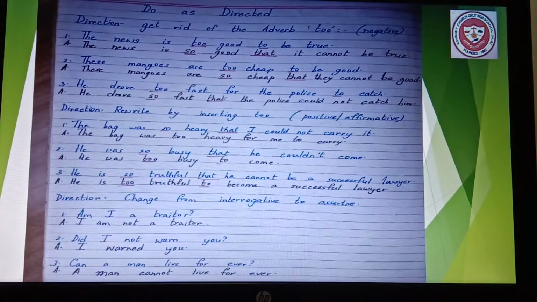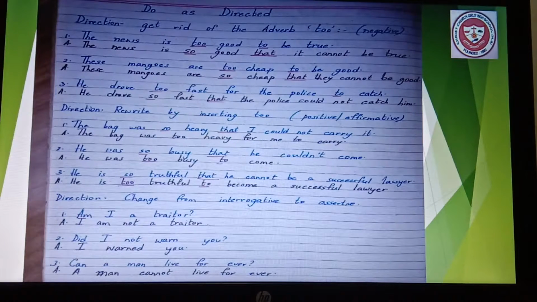Now, the news is too good to be true. When I change that and remove the adverb "too," what am I doing here? I am saying, the news is so good that it cannot be true. So when I am removing "too," I have to say the sentence in this way: the news is so good that it cannot be true.